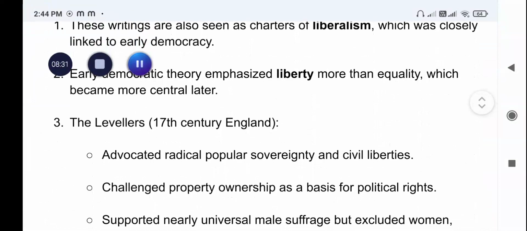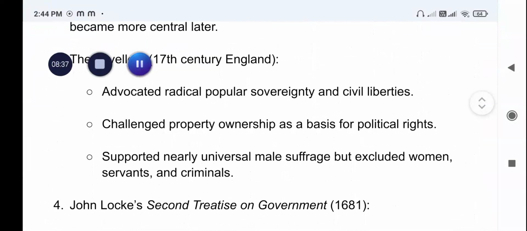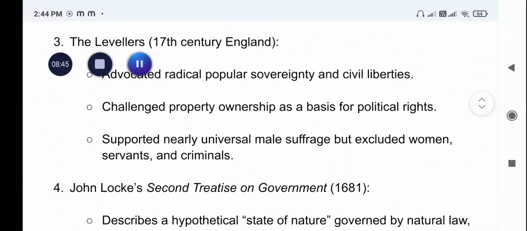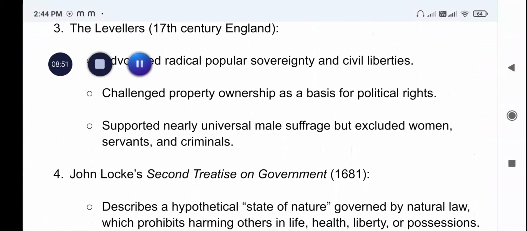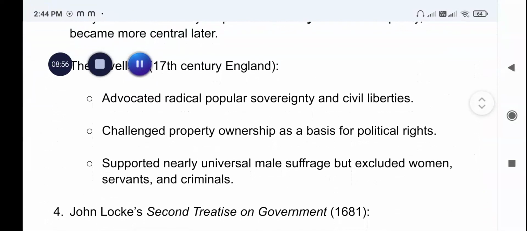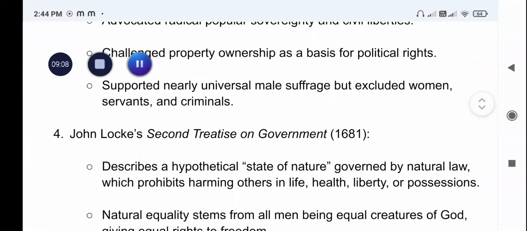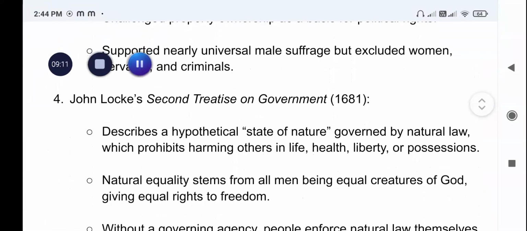The Levellers of 17th century England advocated radical popular sovereignty and civil liberties, and challenged property ownership as the basis for political rights. They supported nearly universal male suffrage but excluded women, servants and criminals. And then there is John Locke's Second Treatise on Government.